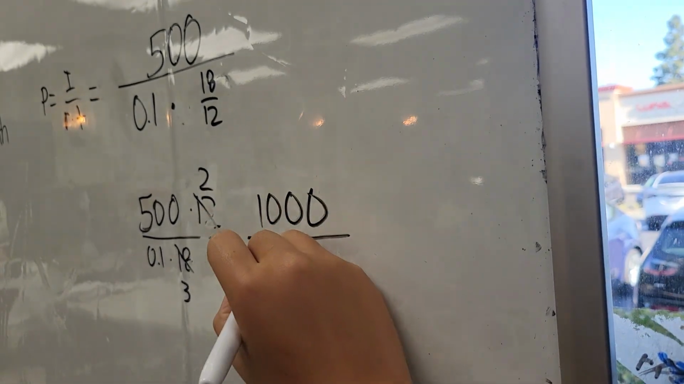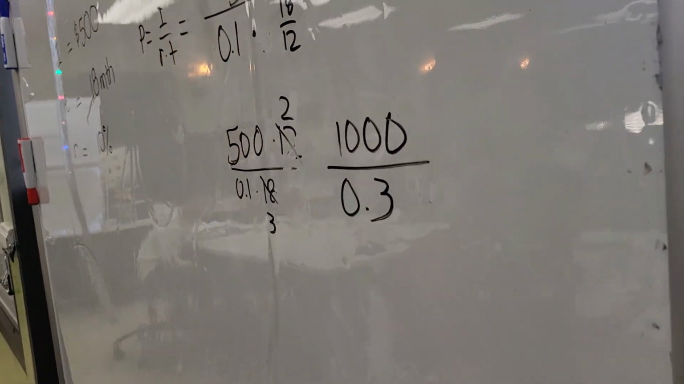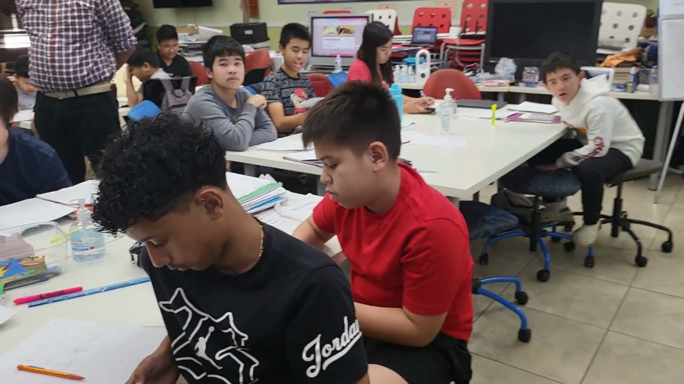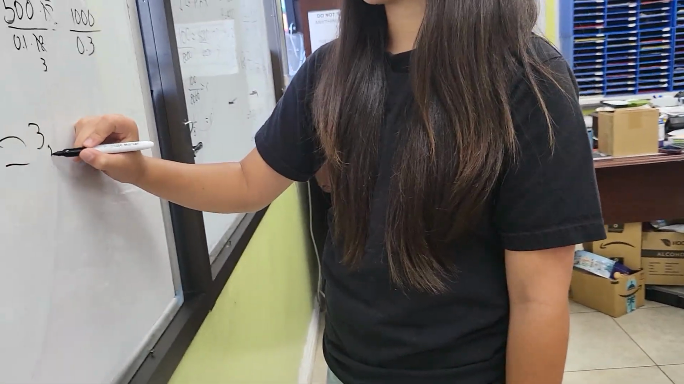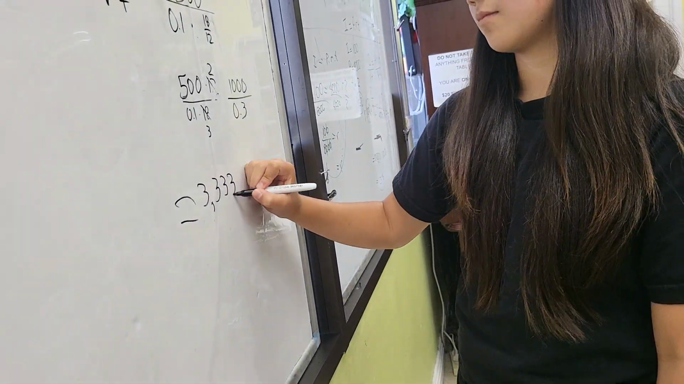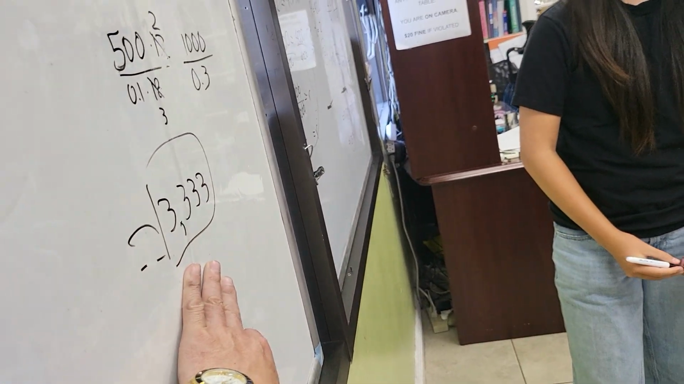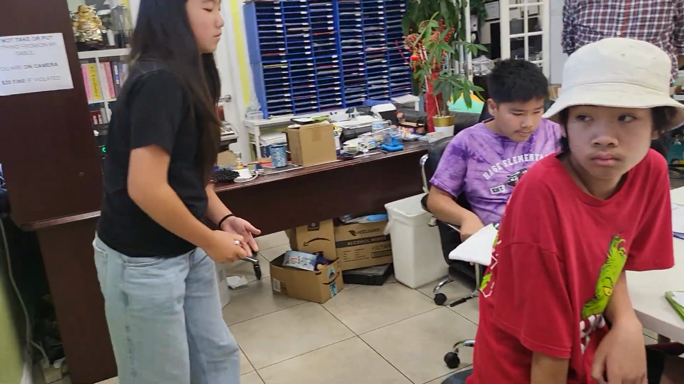Divide 0.3. All right, guys, someone have that calculated, let me know. Looks like 3,000 something, right? 3,333. So you're right, 3,333. So I put in this amount up to 18 months. This is how much I make. Make sense? Yes? All right, good job. That's it, guys.